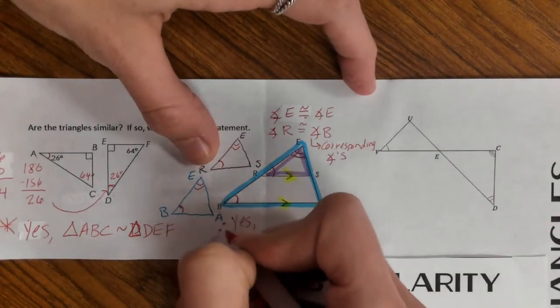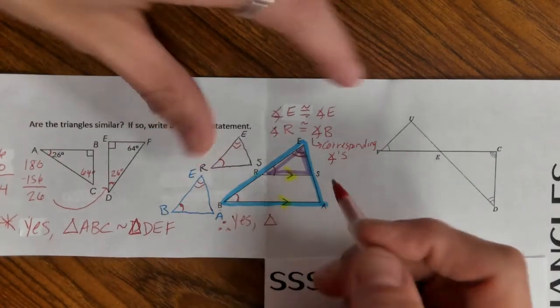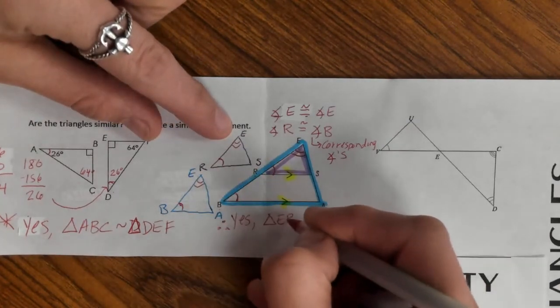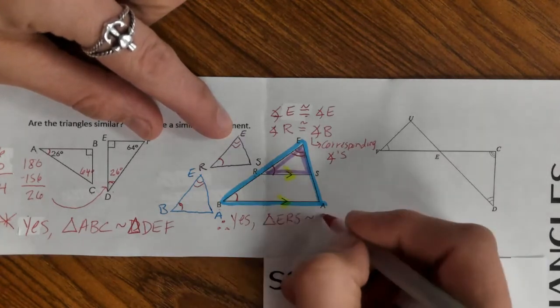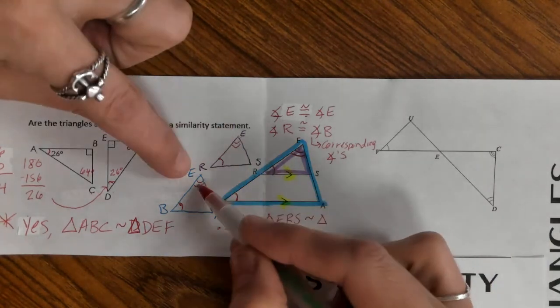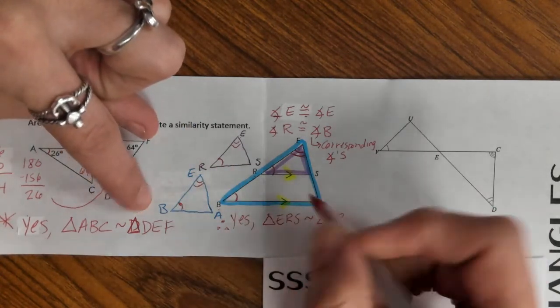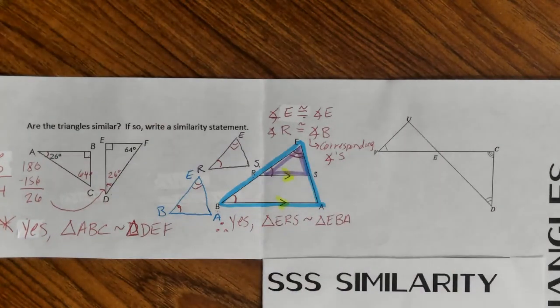So therefore, we can conclude, yes, and we'll name it triangle ERS is similar to triangle. E corresponds with E, R corresponds with B, and S corresponds with A. And there's our similarity statement.